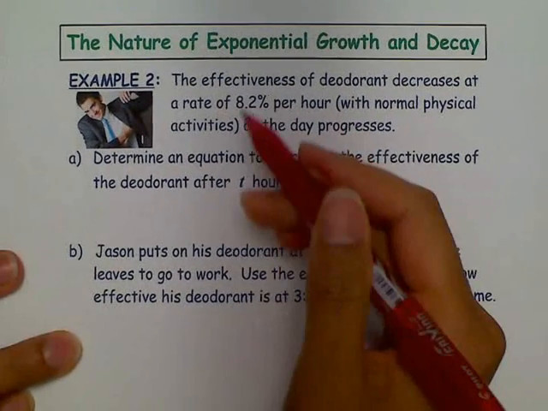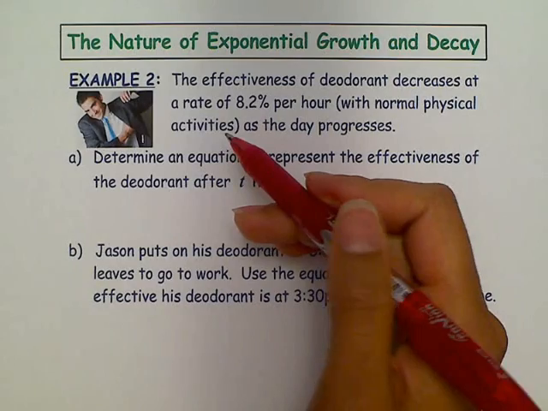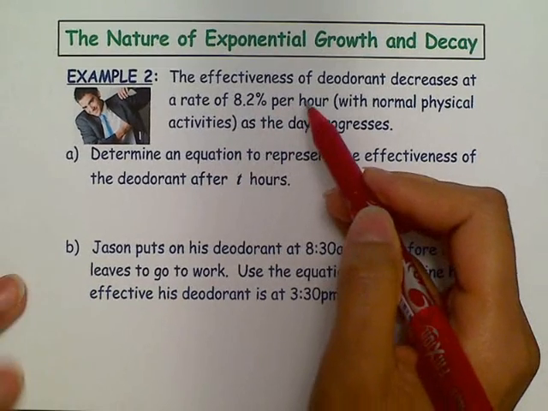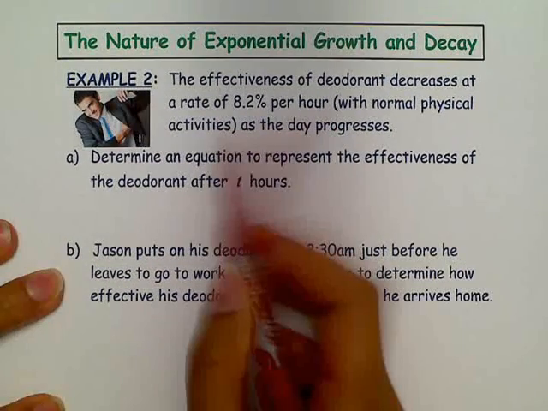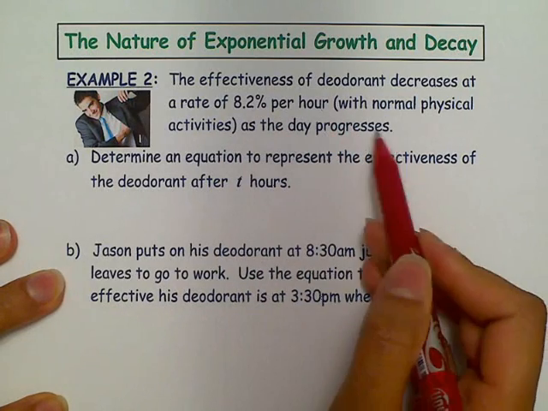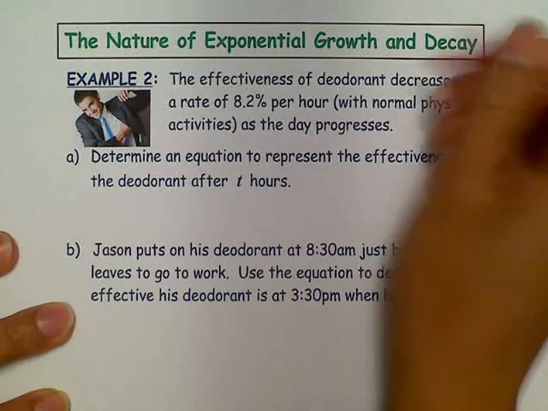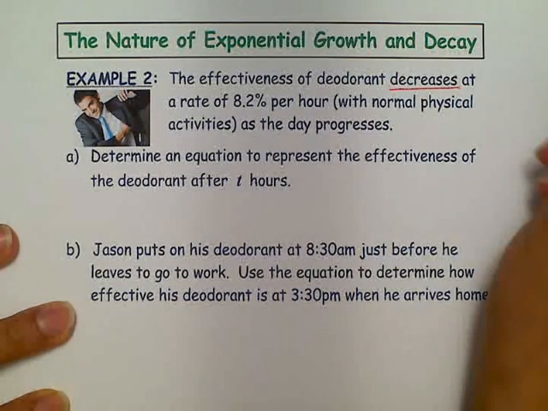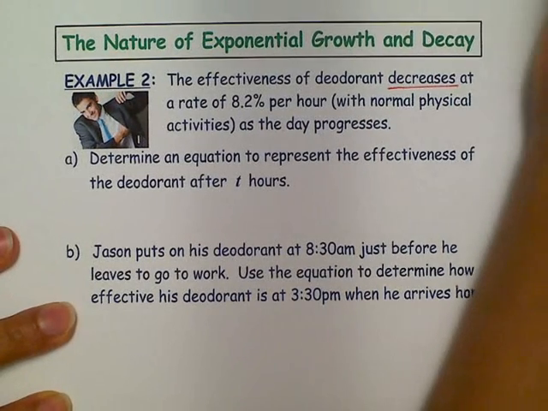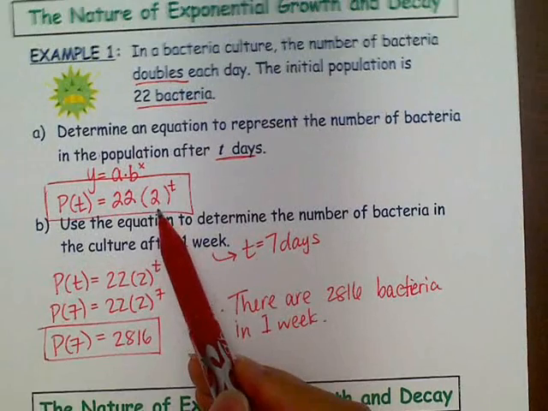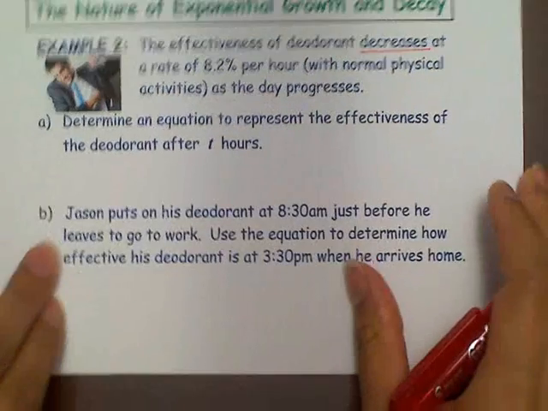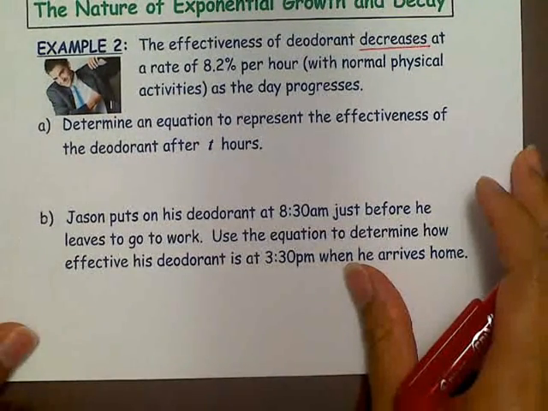Okay, let's look at our second example. This one's a little bit different. So in this example, you're not told what the ratio is. You will need to figure it out. And what it says is the effectiveness of deodorant decreases at a rate of 8.2% per hour with normal physical activities as the day progresses. First of all, the fact that the question tells me it's decreasing tells me that I'm going to have a decay ratio. So the value that I'm multiplying by, such as here, is actually going to be less than 1 instead of greater than 1.